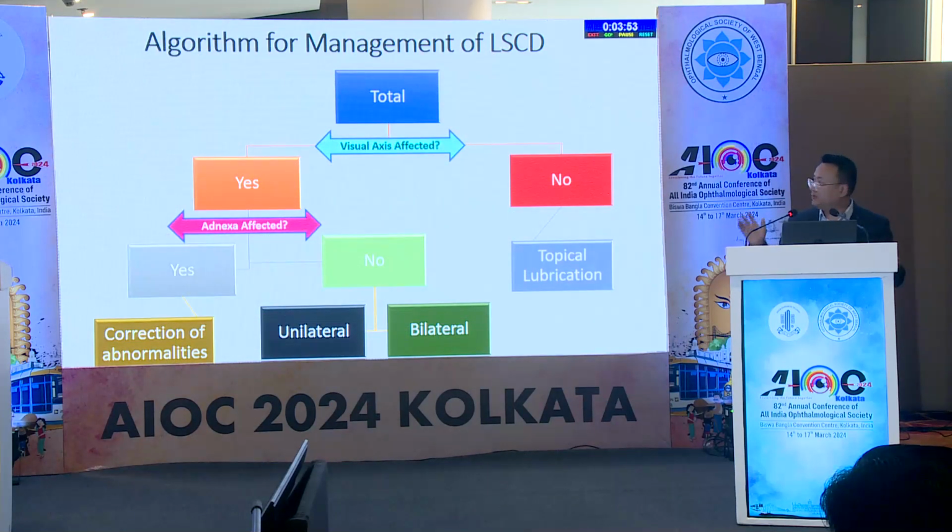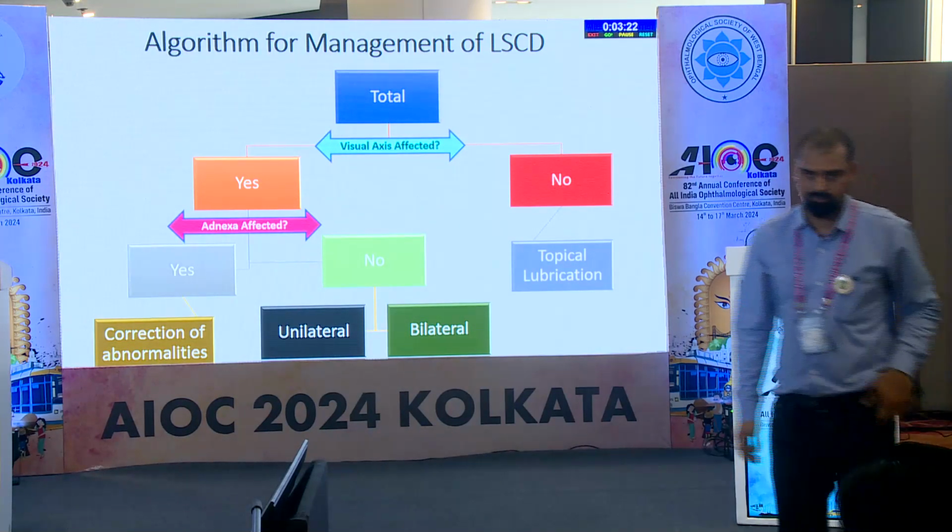The simple algorithm for the management of limbal stem cell deficiency, if it is total, is to see whether the visual axis is affected or not. If the visual axis is not affected, then we can consider topical lubrication. If the visual axis is affected, we have to check whether there is adnexal or lid abnormality involvement. If there is, then correction of these abnormalities comes first. If there are no lid abnormalities, we consider whether it is a unilateral or bilateral presentation.